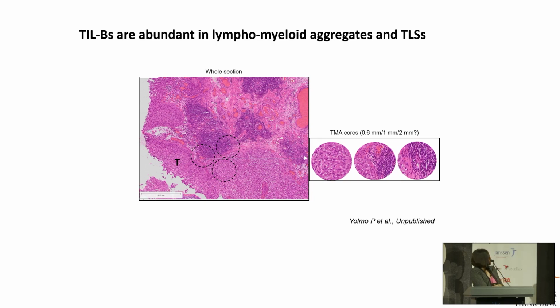So we went back and looked at the whole tumor sections, and what we saw was these lymphoid aggregates or tertiary lymphoid structures were very closely associated with the tumor epithelial compartment in patients who did not do well or did not respond well to BCG treatment.